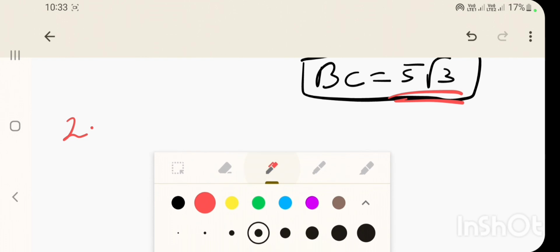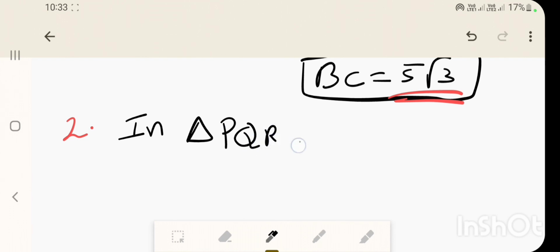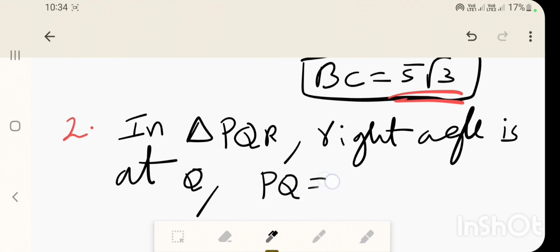Problem number 2. They give in triangle PQR, right angle is at Q. Okay, and they give PQ equal to 3 centimeters, and PR is 6 centimeters.